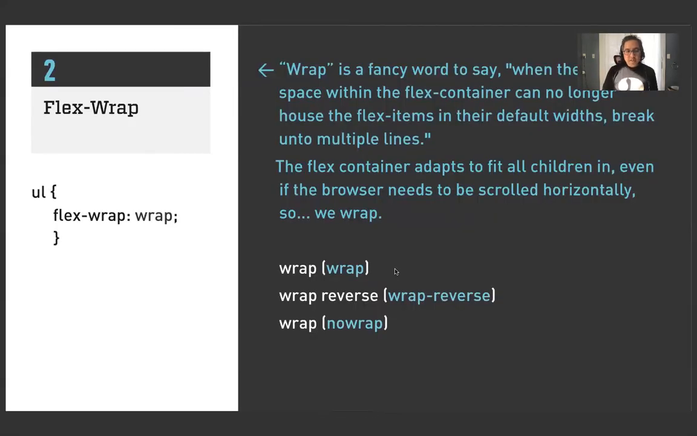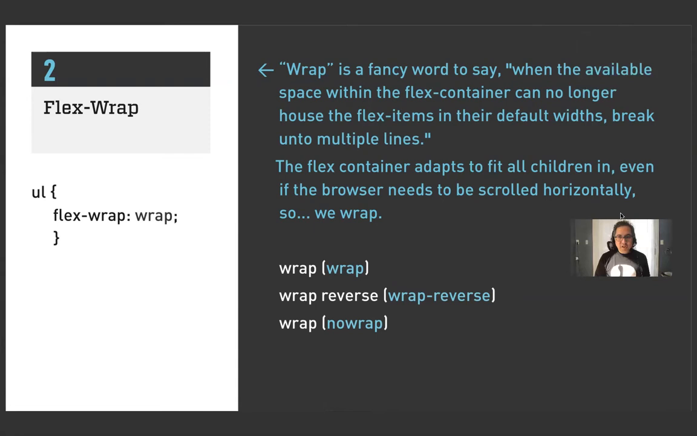So now we can do things like wrap. So wrap is a short way to say that when the available space within the flex container can no longer house the flex items with their default widths, you can break them up into multiple lines. So the flex container adapts to fit all the children in, even if the browser needs to be scrolled horizontally. So we can use wrap for this.